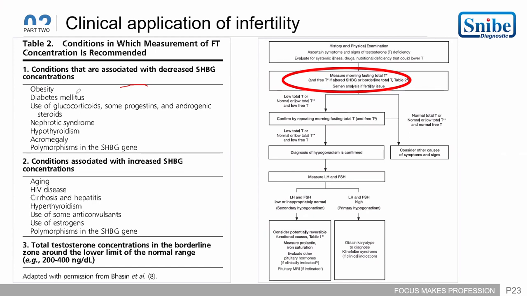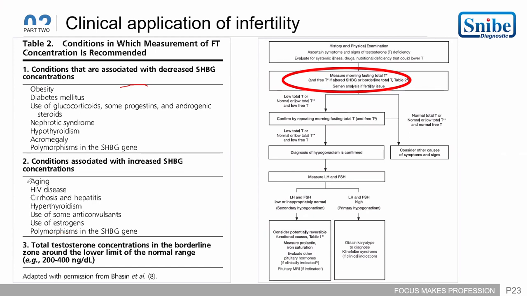There are a few conditions associated with decreased sex hormone binding globulin concentration, like obesity, diabetes mellitus, glucocorticoids, progesterone and androgenic steroids, nephrotic syndrome, hypothyroidism, acromegaly, and polymorphism in the sex hormone binding globulin gene. Conditions associated with increased sex hormone binding globulin include aging, HIV infection, cirrhosis, hepatitis, the use of anticonvulsants, the use of estrogen, and polymorphism in the sex hormone binding globulin gene.